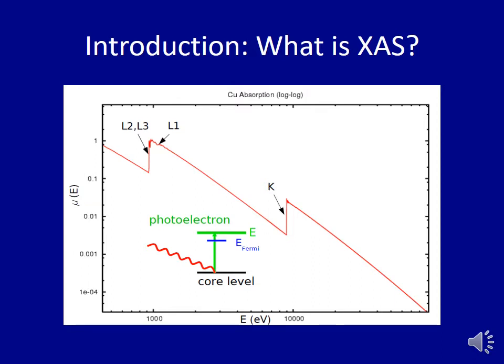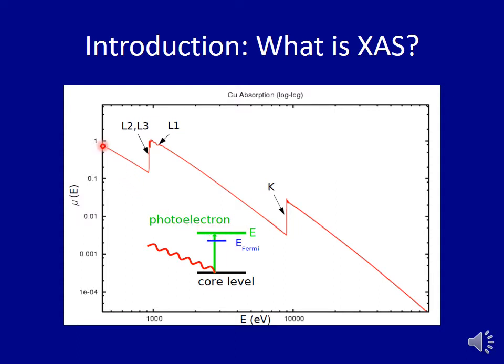So what is X-ray absorption spectroscopy? This is the probability of absorption of a photon in the X-ray regime. And what happens is that a photon comes in, it hits the sample, and it kicks electrons out of the system. And in particular, if you're looking at core levels, then it kicks that core level out of the system past the Fermi level and into an unoccupied state.